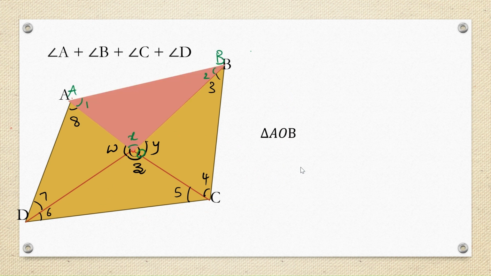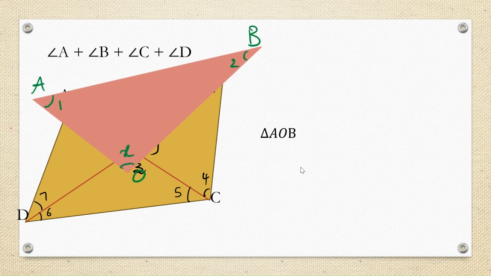Now, consider the first triangle AOB. In this triangle, we have three different angles 1, 2 and x. For that, we can write the angle sum property equal to 180. Transpose angle x to the other side, which makes 1 plus 2 equal to 180 minus x. This would be the first equation.